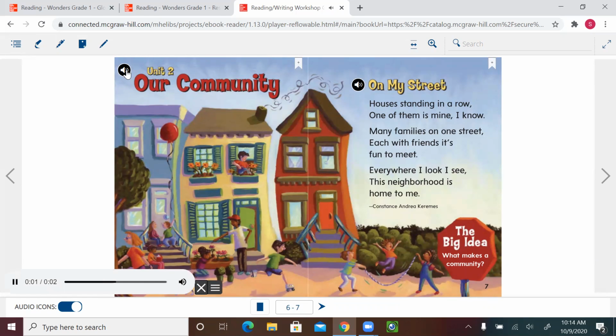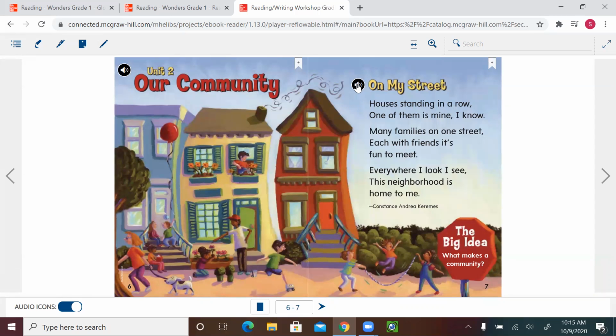Unit 2, Our Community. On my street. Houses standing in a row. One of them is mine, I know. On my street. Houses standing in a row. One of them is mine, I know. Many families on one street. Each with friends it's fun to meet. Everywhere I look I see, this neighborhood is home to me. Constance Andrea Kermes.